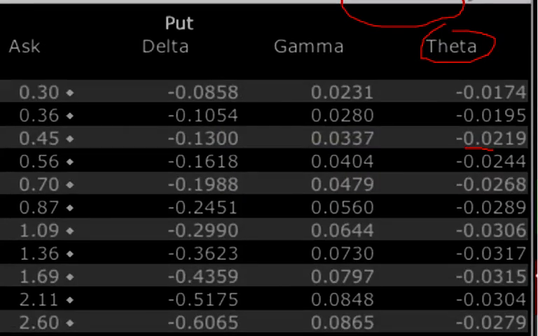That means that the time value element of the 102 strike is going to erode at 2.19 cents per day between now and expiry, or between now and May the 27th. The $100 strike, you can see the theta is lower. It's minus 0.0174. What does that mean? That means that the value of the $100 strike will erode by 1.74 cents per day between now and May the 27th. So as the share price is moving, the theta values move also.